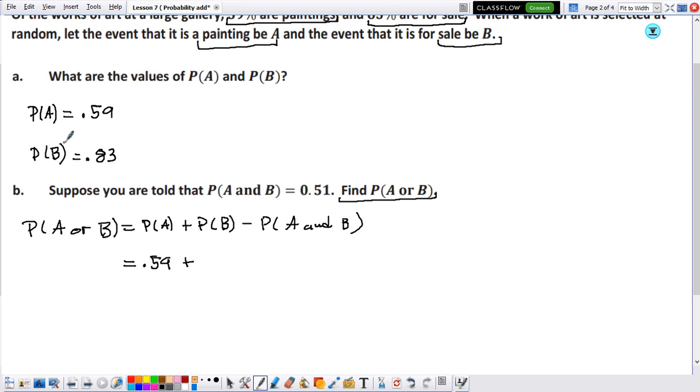Plus P of B, but we know that P of B is 0.83. So 0.83 minus P of A and B. Now, where can we get this from? They're giving it to us right here. It says P of A and B is equal to 0.51. So now, what we have to do is just use our calculator. Let's find this value, which is equal to 0.91.